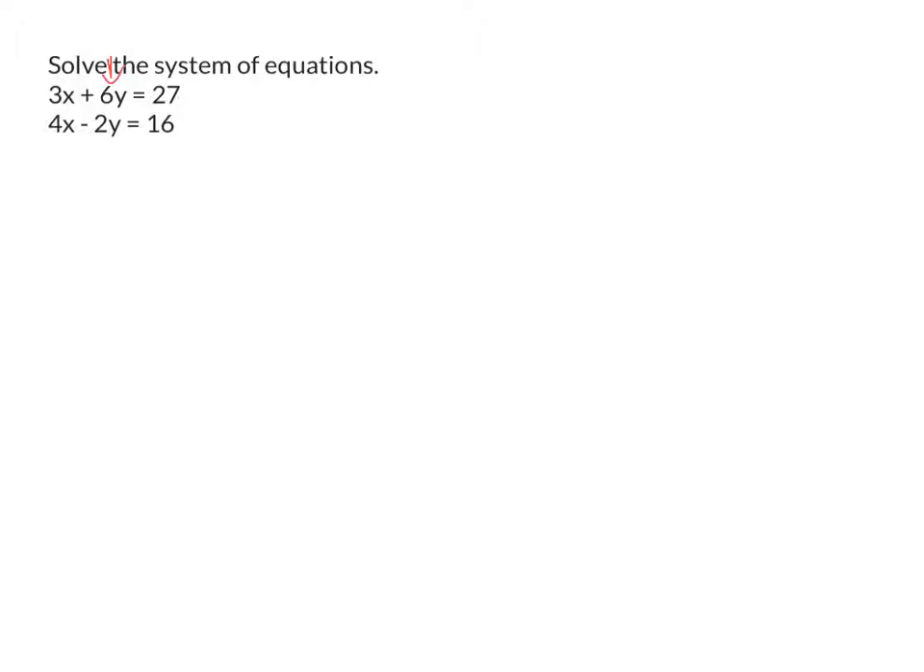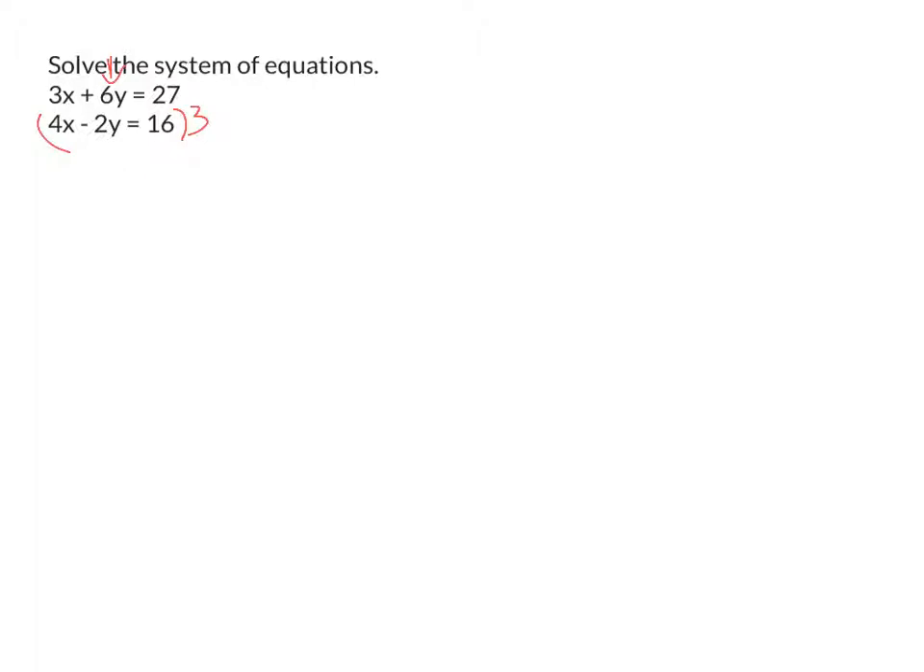And I notice that negative 2 and 6 have something sort of in common, meaning they both have a 2 inside them, right? 6 is the same as 2 times 3. So what I can do is take the entire bottom times 3. And my goal is to make the positive 6y in the top equation cancel with a negative 6y on the bottom. And let's take a look and see how that works.